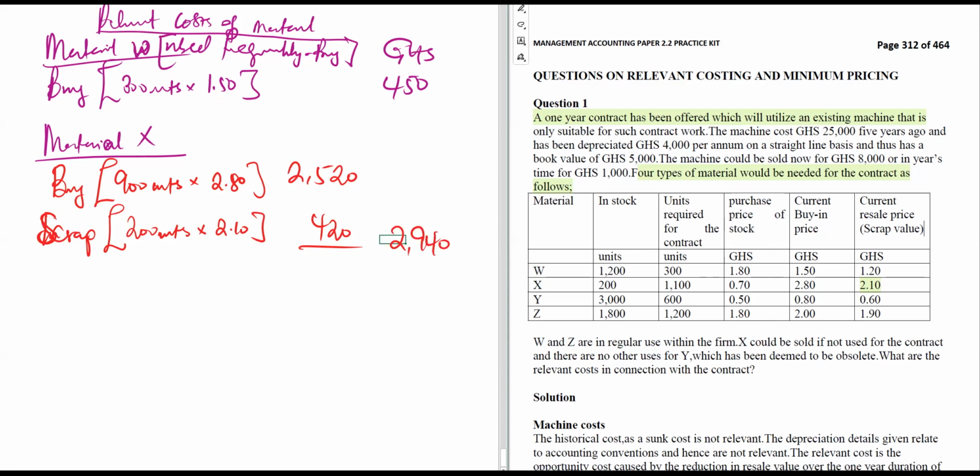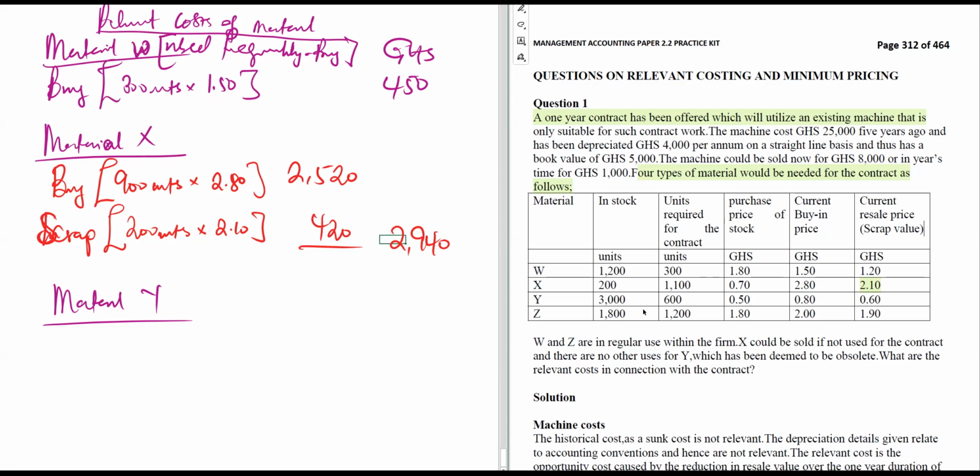So let's go to material Y, right? What did they say? They said there are no other uses for Y, which has been deemed to be obsolete. But when you look at the table, there's a scrap value for Y, right? Yeah, 0.6.